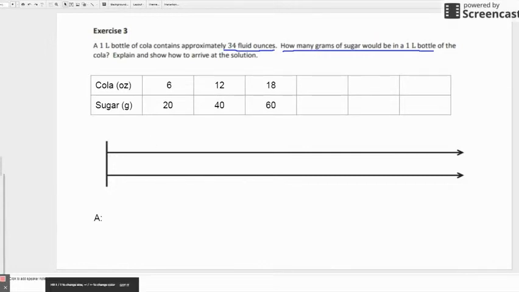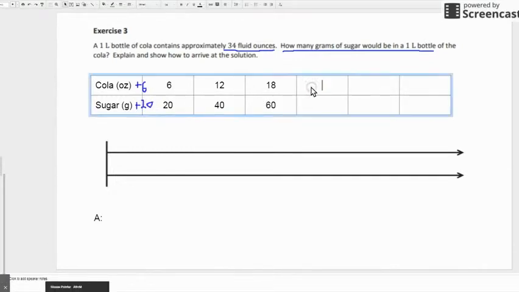If we remember from before, the top here, we were adding 6 each time. And the bottom here, we were adding 20 each time. So let's just continue that pattern and finish filling out the table. If I add 6, I get 24. Add another 6, I get 30. If I add another 6, I get 36. On the bottom, if I add 20, I'd get 80, 100, and then 120.